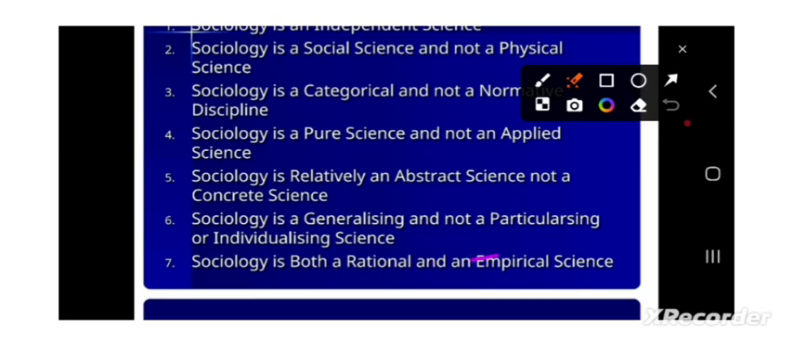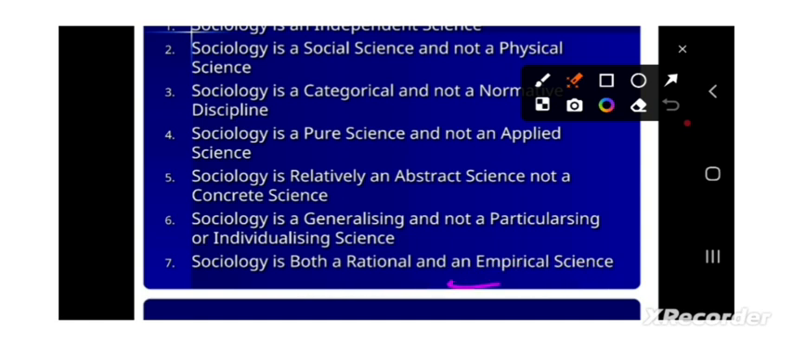Sociology is a generalizing and not a particularizing or individualizing science. Generalizing science like sociology and economics seeks to establish general laws or principles about social phenomena. Particularizing science like history describes unique specific events and biographies. Sociology aims to identify common trends, structures, and patterns across different societies and groups.